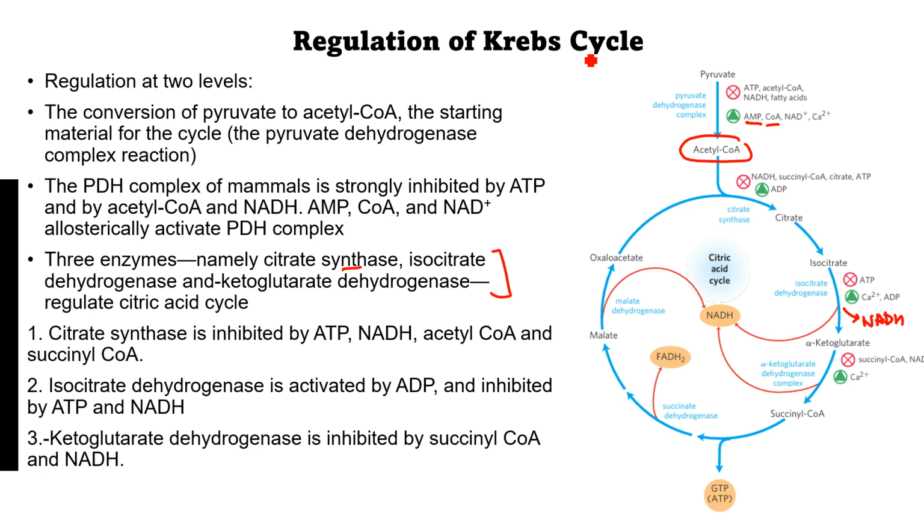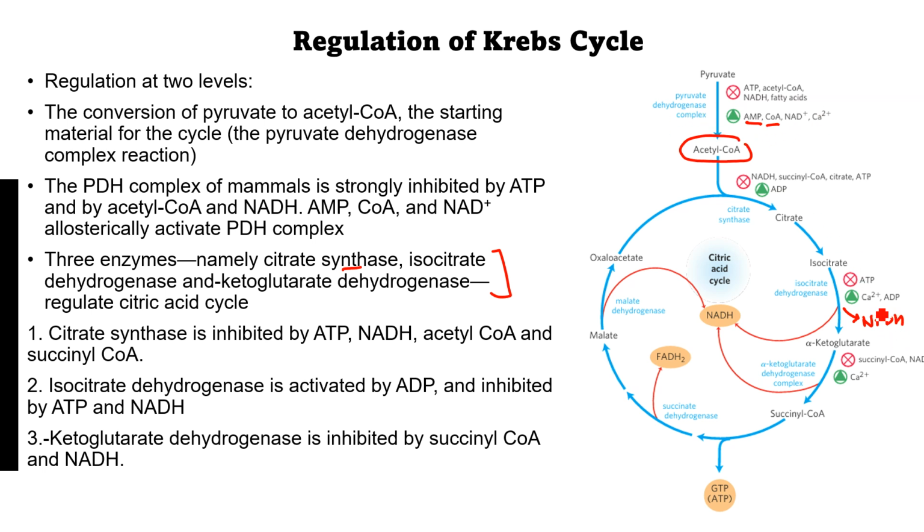Similar to what we just saw in glycolysis, AMP, NAD plus, all these molecules will activate the enzyme, right? Similarly here also ADP. If ATP and NADH are in high concentration, then there is no need for this cycle to take place. So these will inhibit the enzyme.